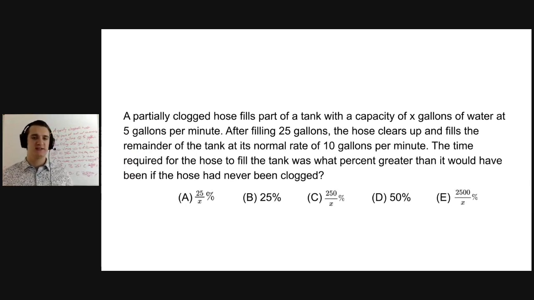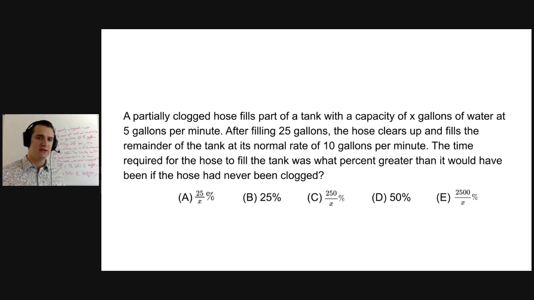Here is what the question says. A partially clogged hose fills part of a tank with a capacity of X gallons of water at 5 gallons per minute. After filling 25 gallons, the hose clears up and fills the remainder of the tank at its normal rate of 10 gallons per minute. The time required for the hose to fill the tank was what % greater than it would have been had the hose never been clogged?